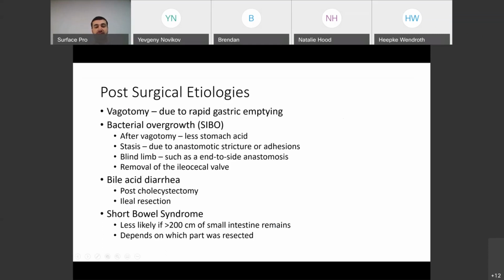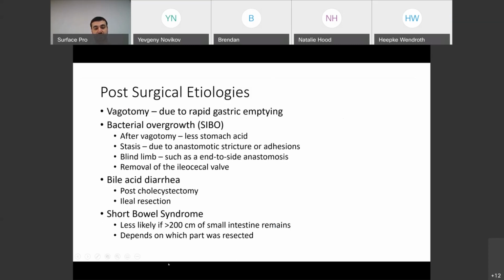Bile acid diarrhea can happen after cholecystectomy or ileal resection, and the etiology of that is important to understand. The bile acids are usually absorbed in the ileum, but when you have too much of them coming out at the same time and the ileum can't absorb them, or the ileum is diseased or resected, they pass out into the large bowel. And in the large bowel, they cause irritation of the large bowel and increased secretion. And in that way, they cause the diarrhea.